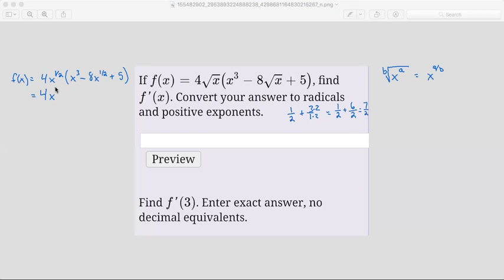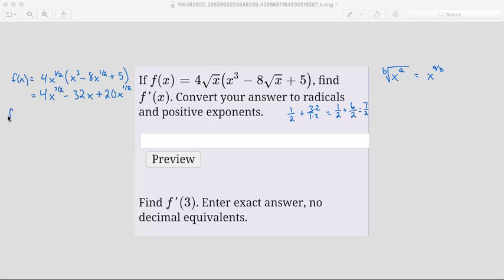So this would be x to the 7 over 2 minus 4 times 8 is 32. X to the power of 1/2 plus 1/2 is just 1. So that would be x to the 1. We don't have to write a 1. So that term's done. Then 4 times 5 is 20, and then bring over the x to the power of 1/2.